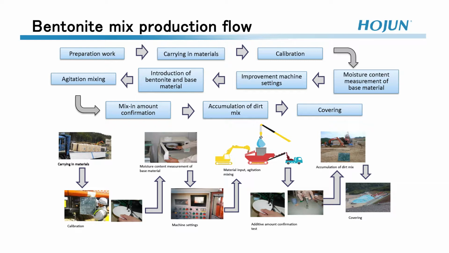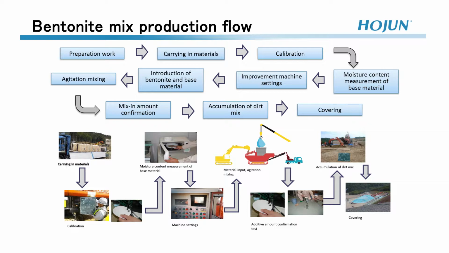Preparing a high-quality bentonite mix with little stirring unevenness is essential to ensure seepage control characteristics. Bentonite mix is prepared using an automatic soil improvement machine to perform the agitation and mixing. After preparations are complete, materials are brought in and calibration is performed. Prior to preparation, the moisture content ratio of the base material for that day is measured and the constant for the improvement machine is set.